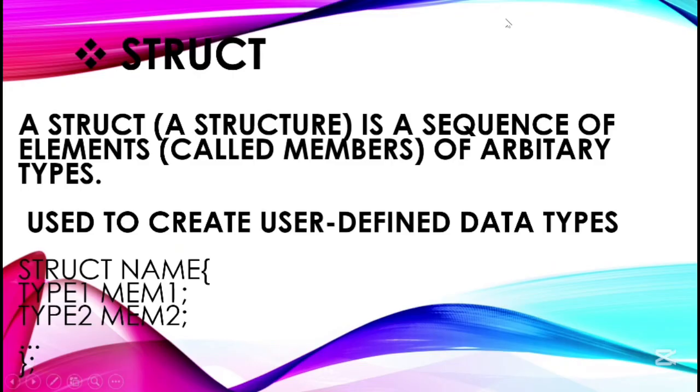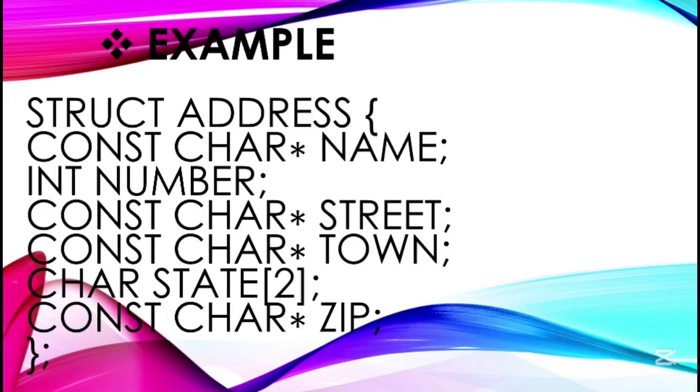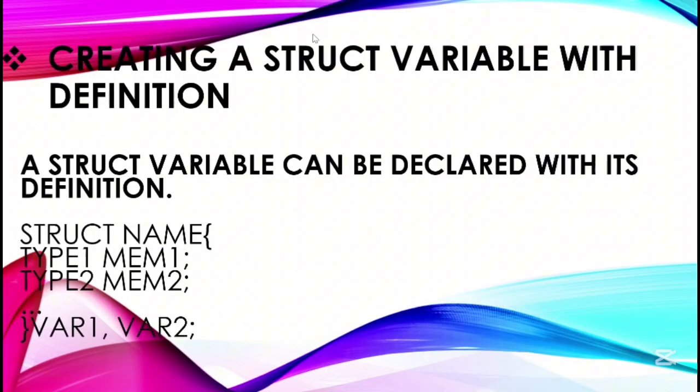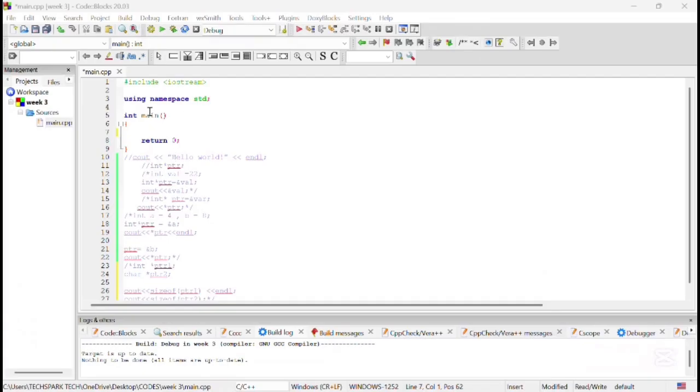Struct. A struct, which is a structure, is a sequence of elements of arbitrary types. It is used to create user-defined data types. So this is an example of a struct. We have the struct address, then you input the user data type of what you want there. After creating a struct, a struct variable must be created. So that's the syntax for creating a struct variable with definition. So we go into our code blocks to create a struct variable.